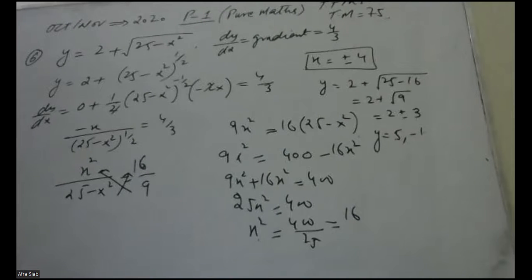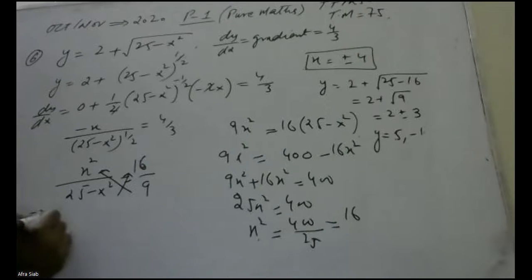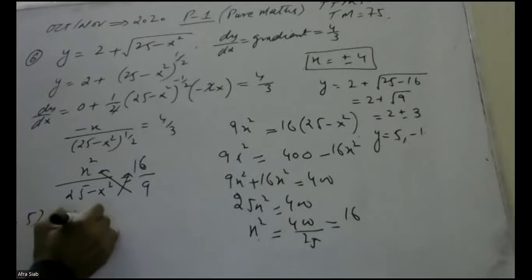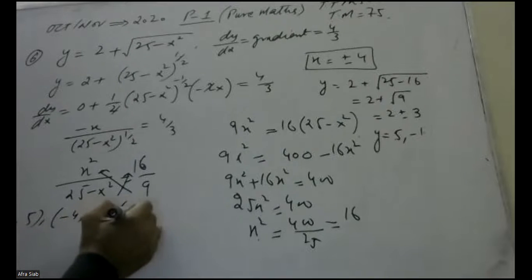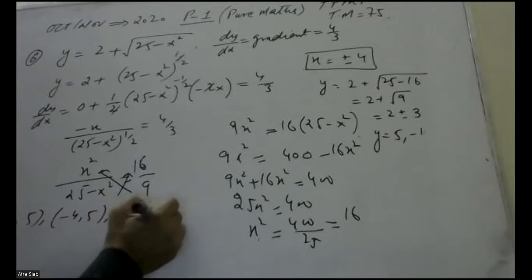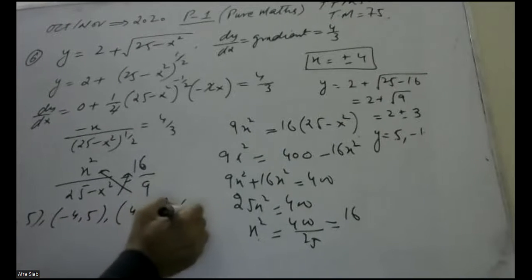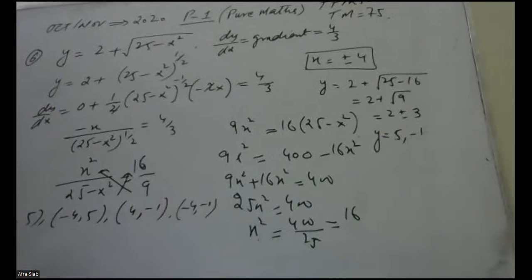Now we are getting 4 solutions for this problem. That it is x is 4, then y value is plus 5. If x is minus 4, then the value of y is 5. If x is plus 4, the value of y is minus 1. And if x is minus 4, the value of y is minus 1. But we have to select at which the gradient is equal to 4 over 3.